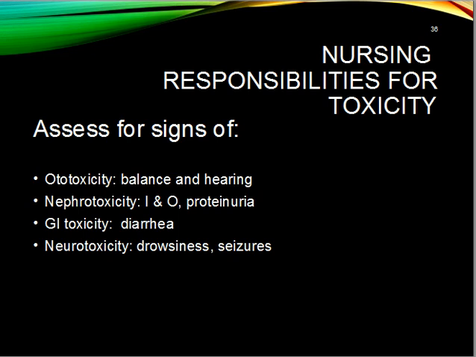When assessing for signs of toxicity, you would assess for ototoxicity, which is a common one, for balance and hearing. Ringing in the ears is a common complaint. Nephrotoxicity: intake and output, proteinuria. GI toxicity: diarrhea. And neurotoxicity: drowsiness or seizures.